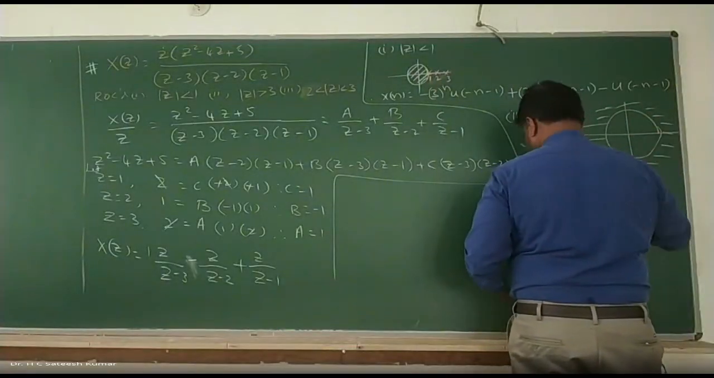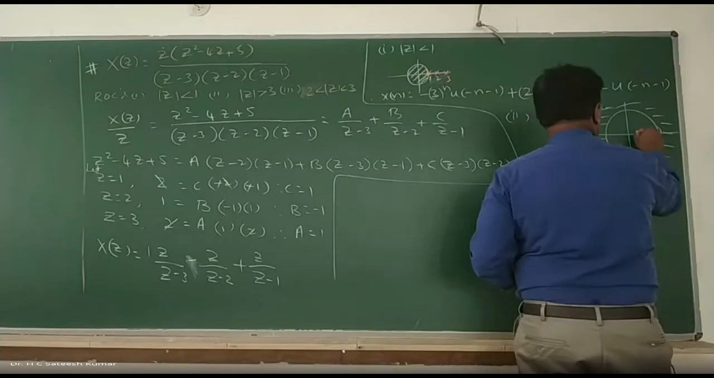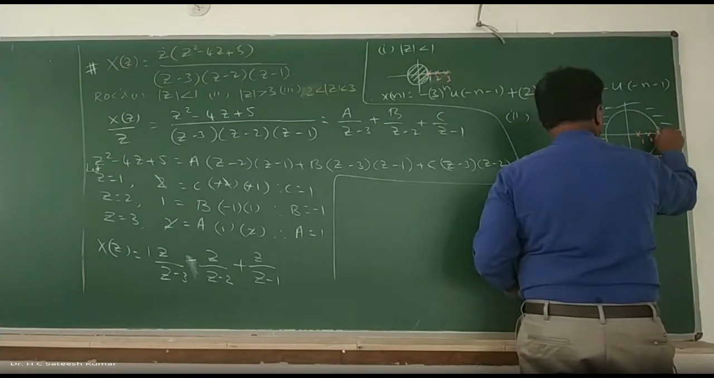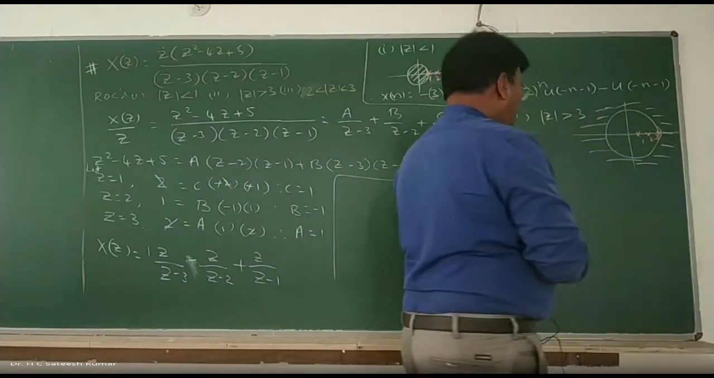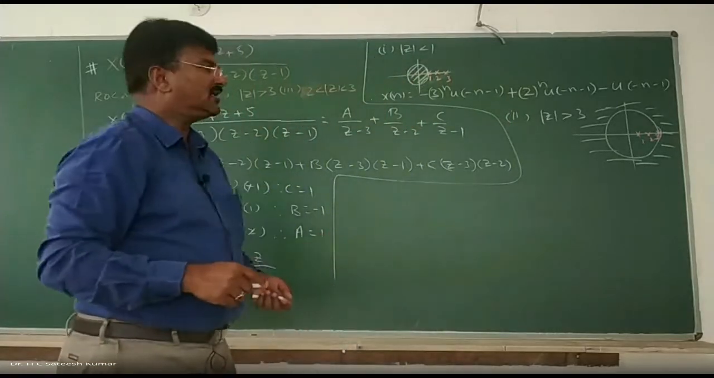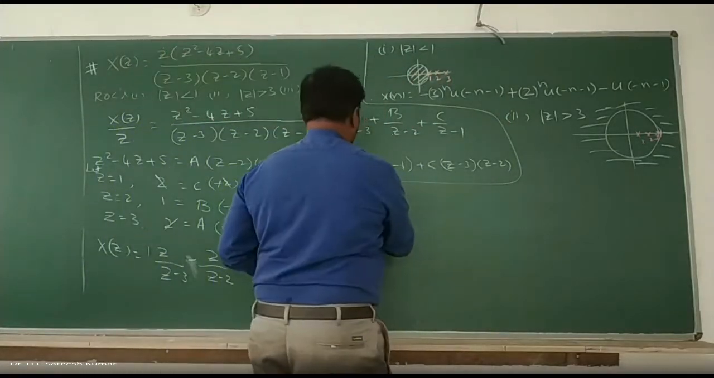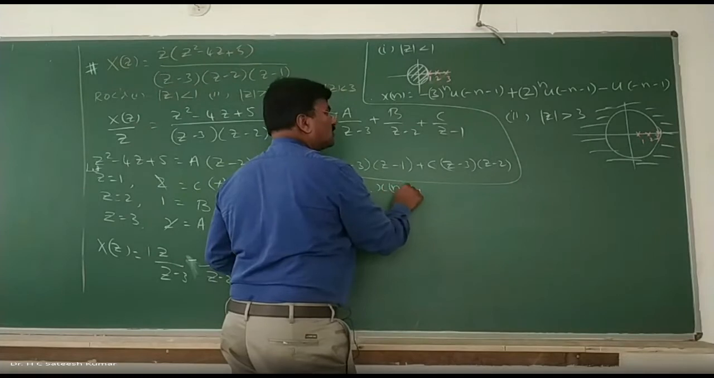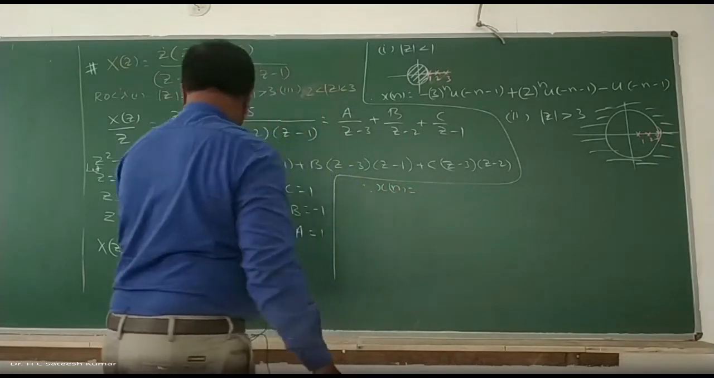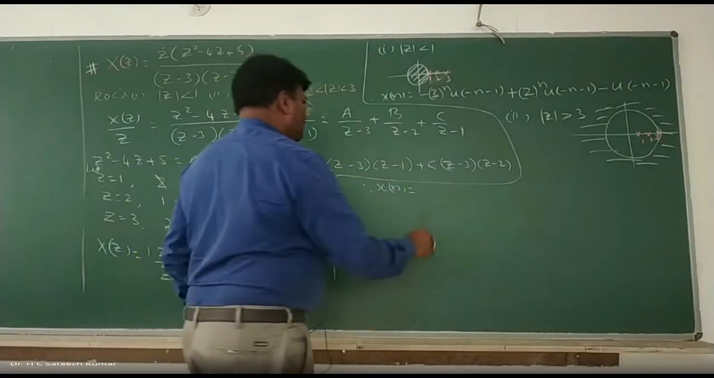3. So where are the poles? Poles are at 1, 2, and 3. If the pole radius is less than the ROC, it leads to what? Right-handed sequence. So therefore, what will you get? X of n is equal to... Okay, right. Take the same thing. First one, right-handed sequence means what?